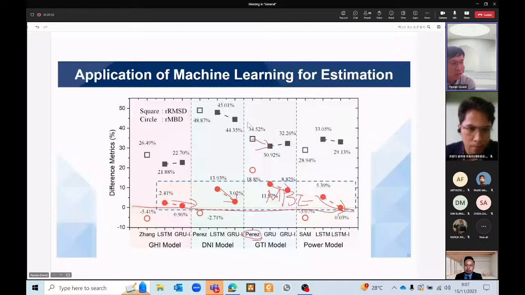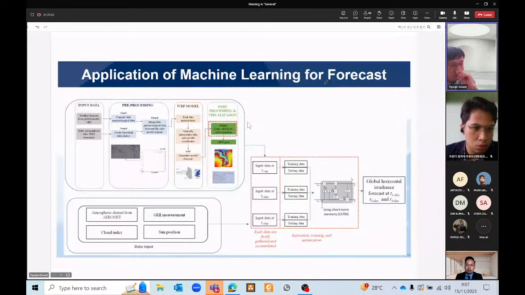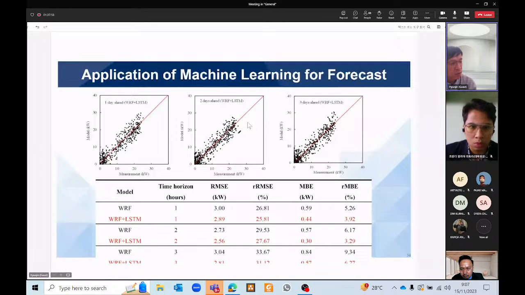But similarly, we also applied machine learning for forecasting. So in post-processing, we can plug in this kind of LSTM model. And as you see, this is a PV power forecasting result. Just with the numerical weather prediction model, when you combine with the LSTM, you will see errors a little bit decreased like this. So, as I said, machine learning is a new trend to get better results for your PV application.